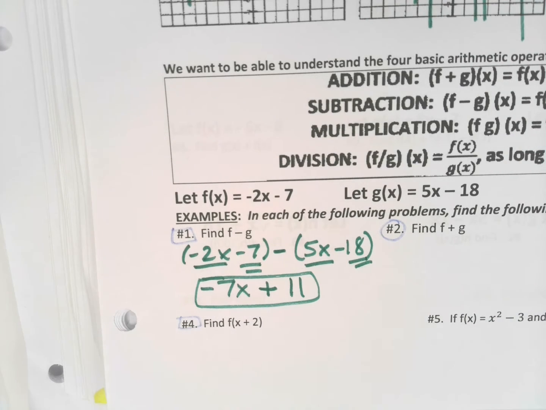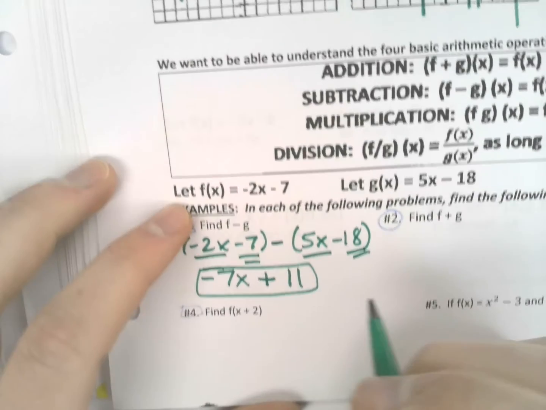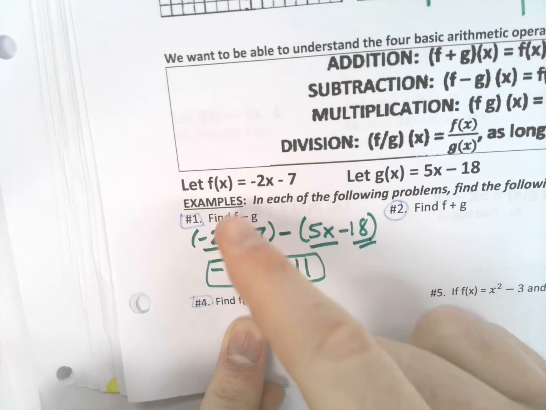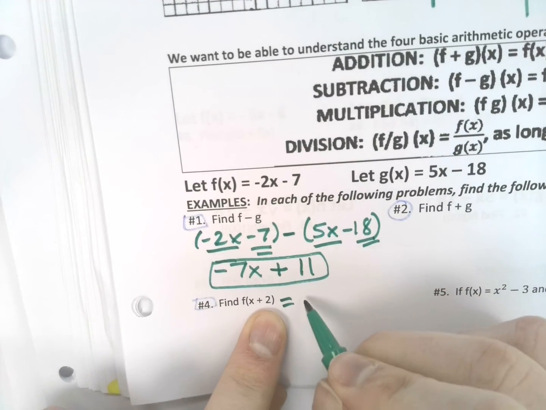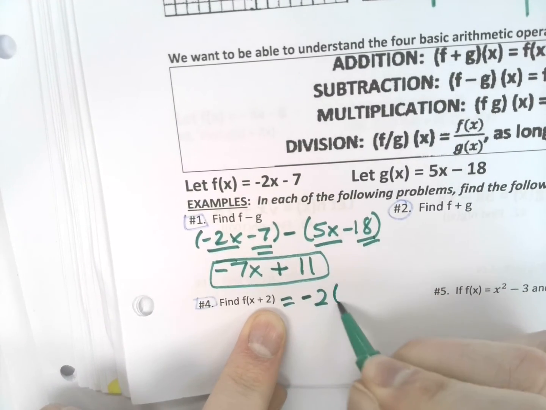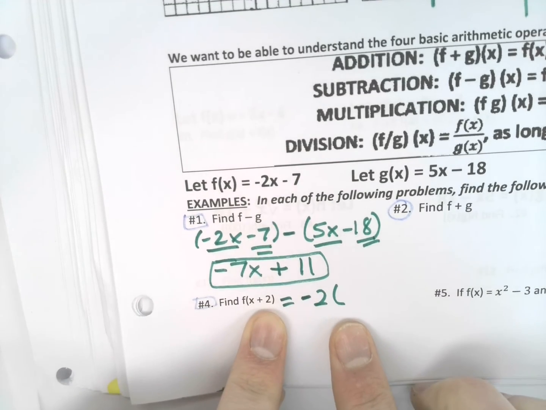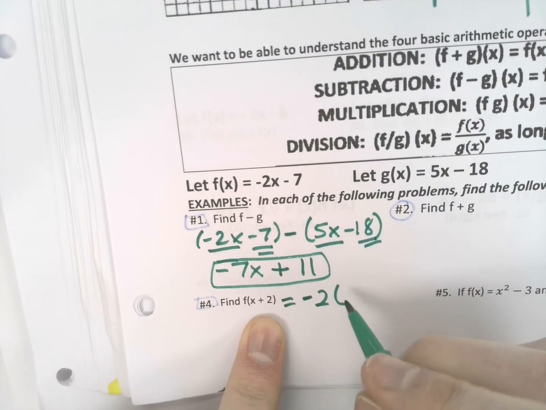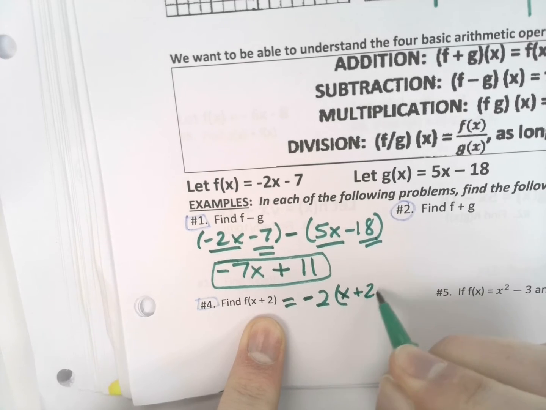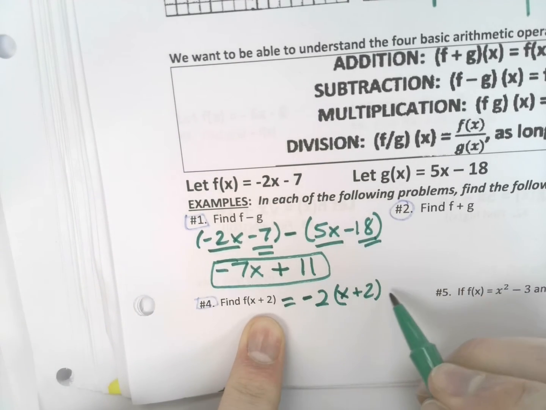What do you guys notice is inside of the function f of x? What do you see over here? Is there an x right there? Yeah. So if we're dealing with f, and it was x, what are we replacing x with now? X plus 2. So check this out. We're going to have f of x plus 2 is going to equal negative 2 times, not x, but x plus 2. We're adding the plus 2 in there. Minus 7.